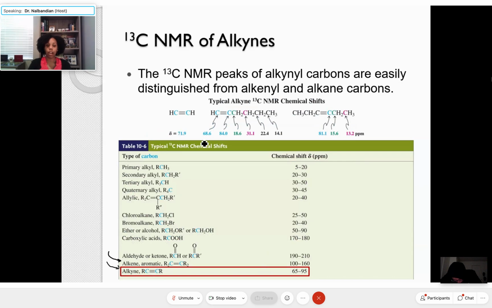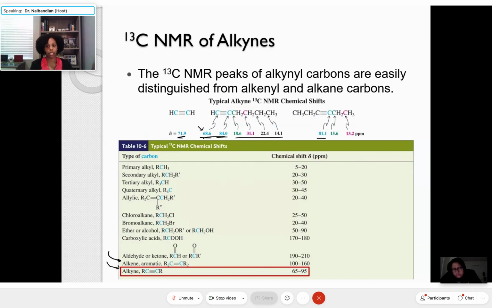But here, obviously, the alkyne carbons are going to be more de-shielded than any of the alkane carbons that could be bonded to it. So you see these are high, between 65 and 95 for any of the alkyne carbons. Slightly lower value for the ones that are on the ends though.